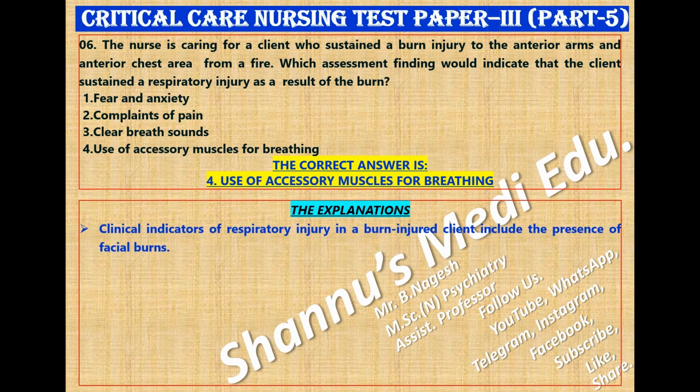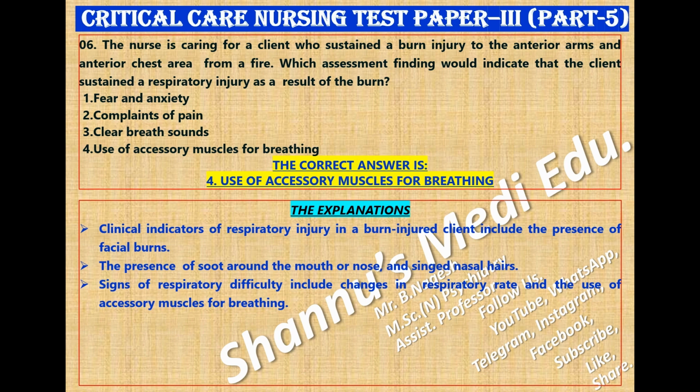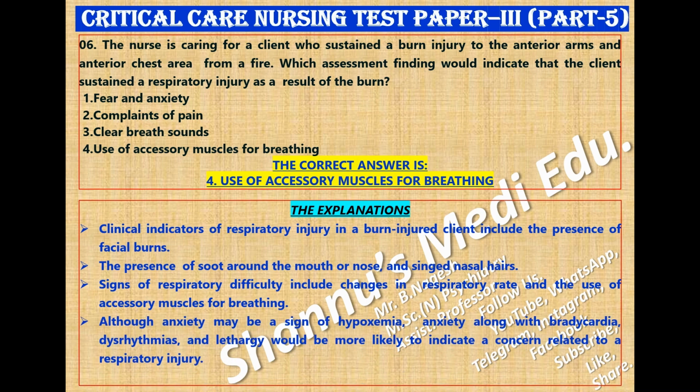The explanation of this question: clinical indicators of respiratory injury in burn injury clients include the presence of facial burns, the presence of soot around the mouth and nose, and singed nasal hairs. Signs of respiratory difficulty include changes in respiratory rate and the use of accessory muscles for breathing. Although anxiety may be a sign of hypoxia, anxiety along with bradycardia, dysrhythmia and lethargy would be more likely indicative of concern related to respiratory injury. Abnormal breath sounds and abnormal arterial blood gas values also would be noted.